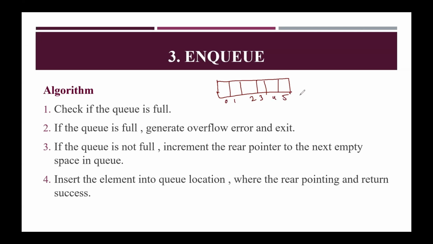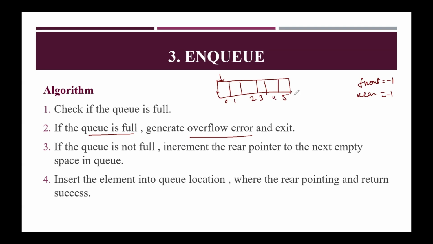So this is the index, because we are implementing it using the array. Initialization: front equal to -1, rear equal to -1. Whenever we are going to insert any value, first we have to check whether the queue is full or not. If it is full, we have to show the overflow message and exit.